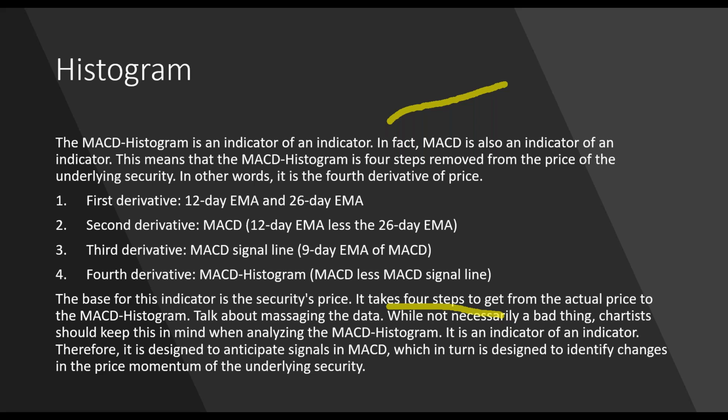The base of the indicator, though, is always the price. And it takes 4 steps to get the actual price to the histogram. So we talk about massaging data. Well, not necessarily a bad thing. Charters should keep in mind that when analyzing the MACD histogram, it is an indicator of an indicator. Therefore, it is designed to anticipate signals in MACD, which in turn is designed to identify changes in price momentum of the underlying security.